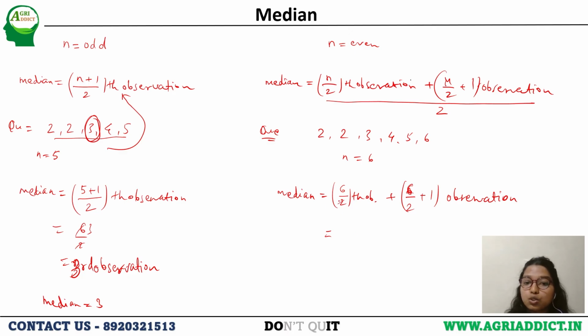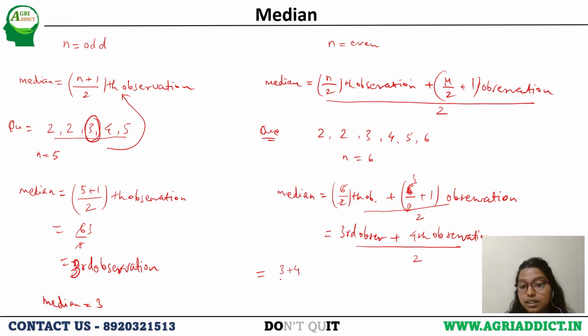In this, 2 threes are 6. It means the third observation, plus, it is divided by 2 actually. Third observation, 6 by 2, it is 3. 3 plus 1, fourth observation, divided by 2. What is our third observation? Here I'll be writing this. Third observation is our 3 and fourth observation is 4. Coincidentally, they are same, but it can be different. Here it is 7 by 2.